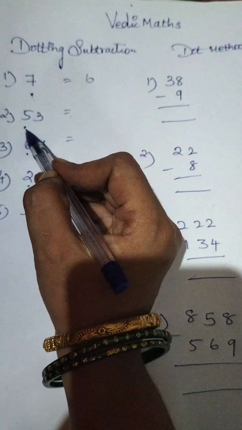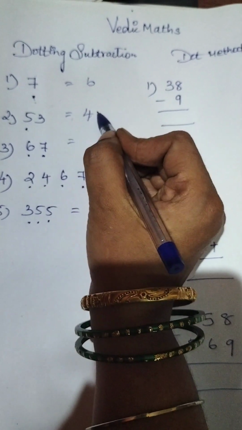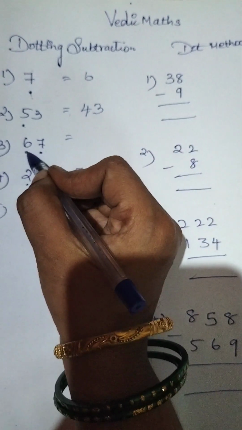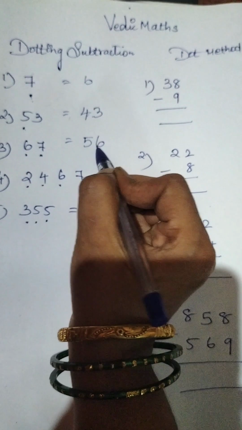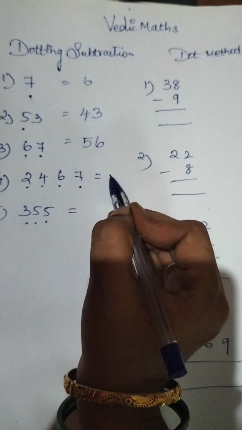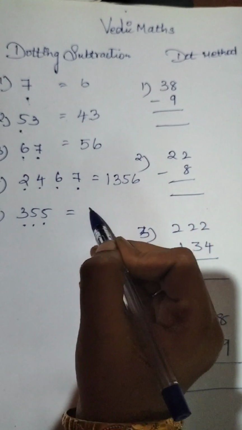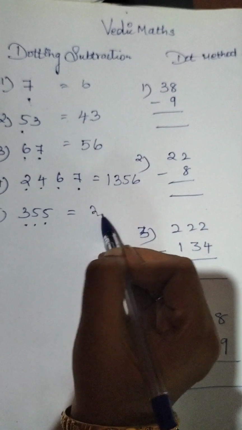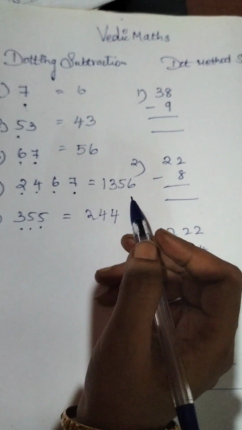Next, 5 dot is 4. 3 doesn't have a dot, so it is as it is, 3. 6 dot is 5. 7 dot is 6. For subtraction the dot is down. Next, 2 dot, 1, 4, 3, 6, 5, 7, 6. Next, 3, 2, 5, 4, 5, 4. 5 will become 4.